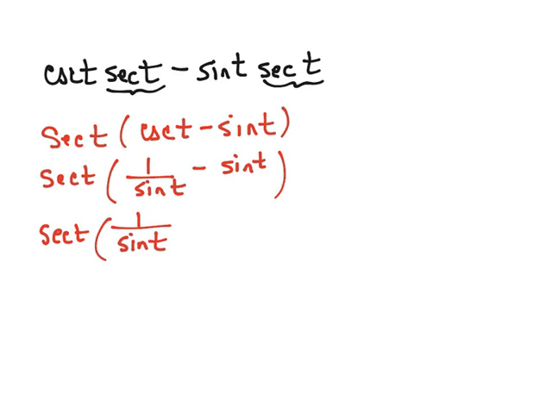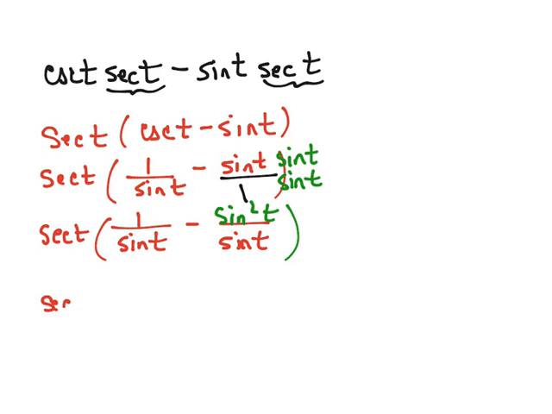So I have 1 over sine t minus, okay, if I want to make my common denominator be sine t, then I would have to think of this as over 1, and I would need to multiply both the numerator and the denominator by sine t. So that would make this be a sine squared of t. So we have secant t. Now we have a common denominator, so I can write 1 minus sine squared t over sine.